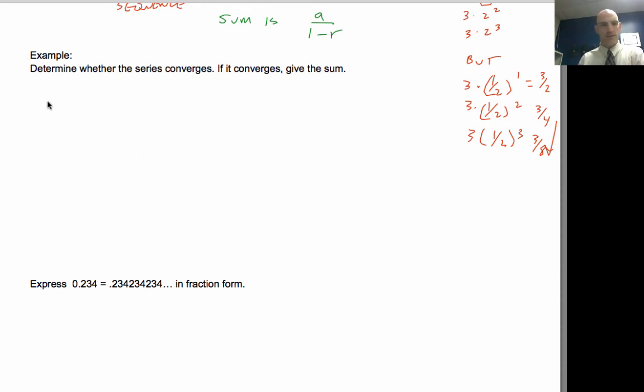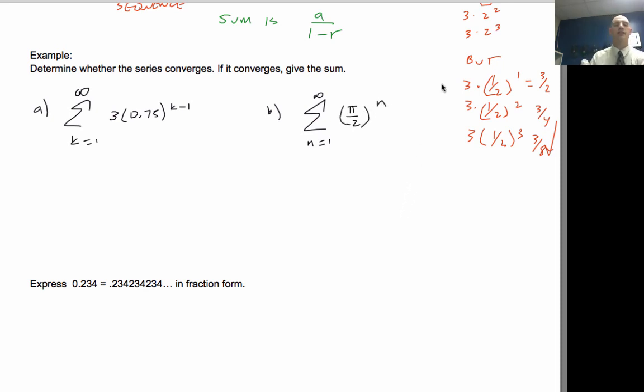Determine if the series converges. A is the sum of k equals 1 to infinity. So we're dealing with the infinite series here, right? Of 3 times 0.75 to the k minus 1. And B, we'll do 2 examples. B is the sum from n equals 1 to infinity of pi over 2 to the n. Perfect. All right, let's take a look here.